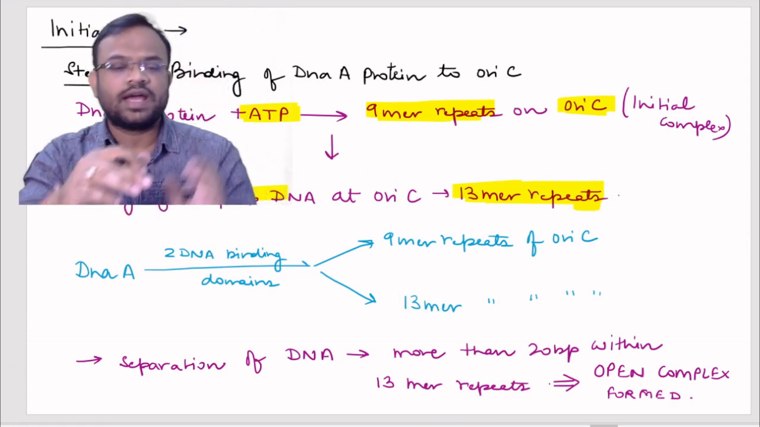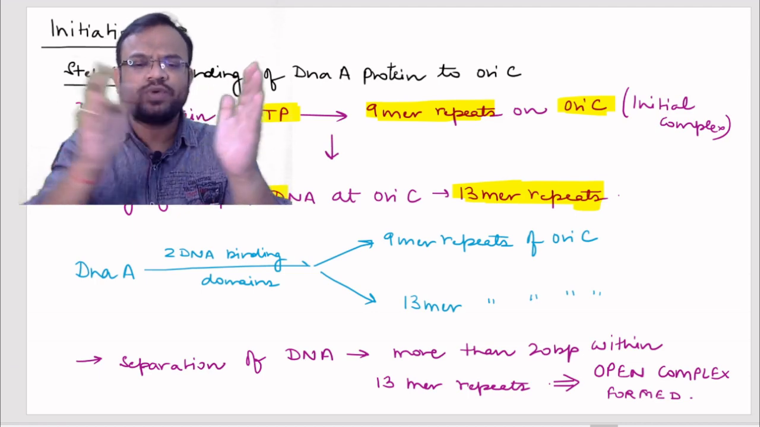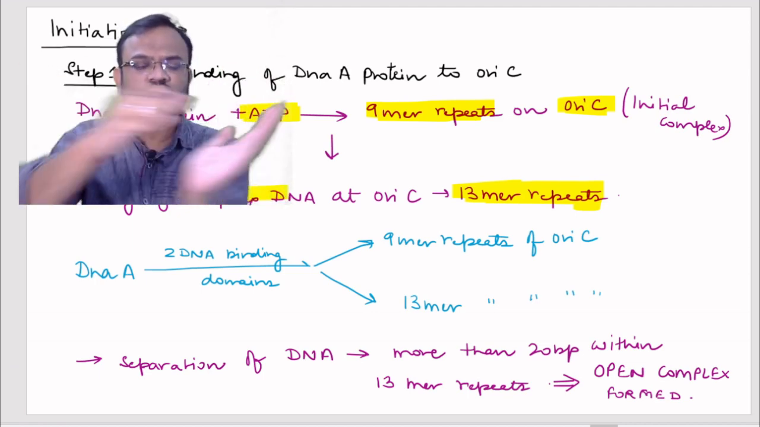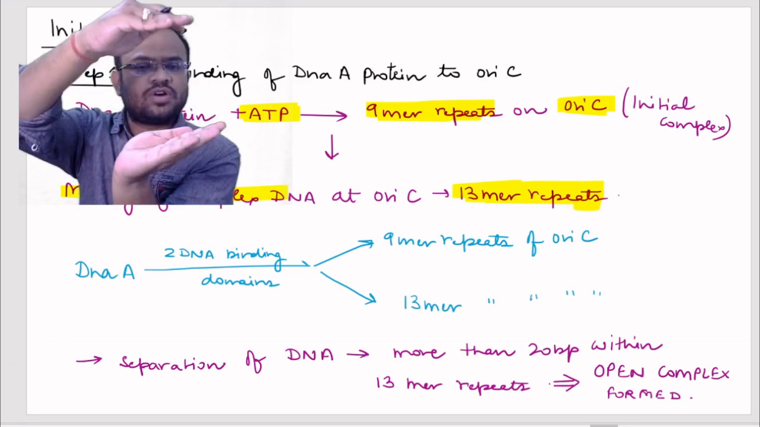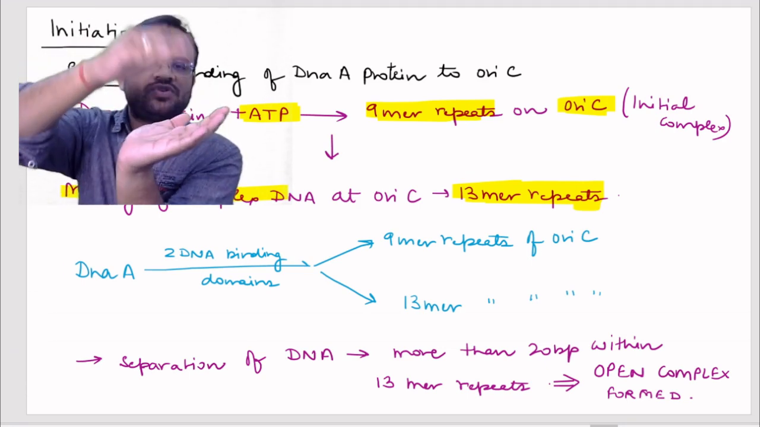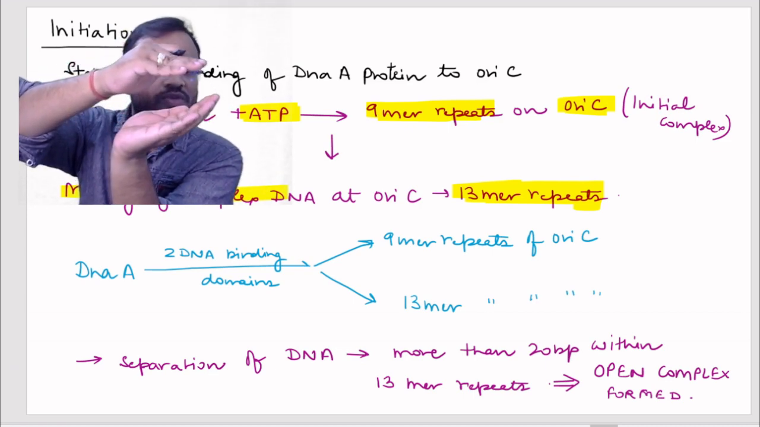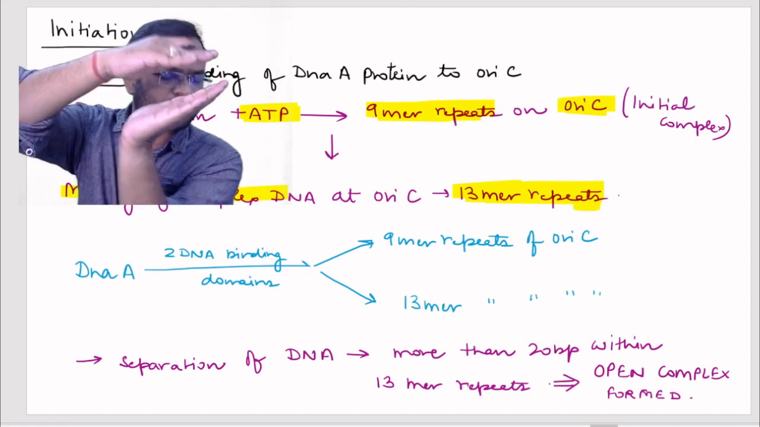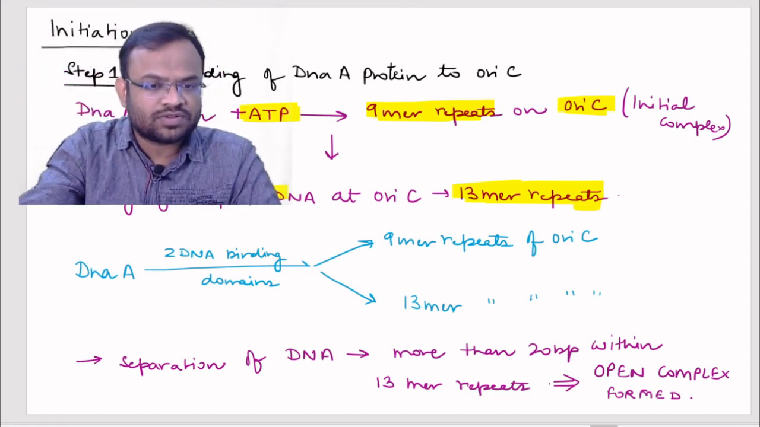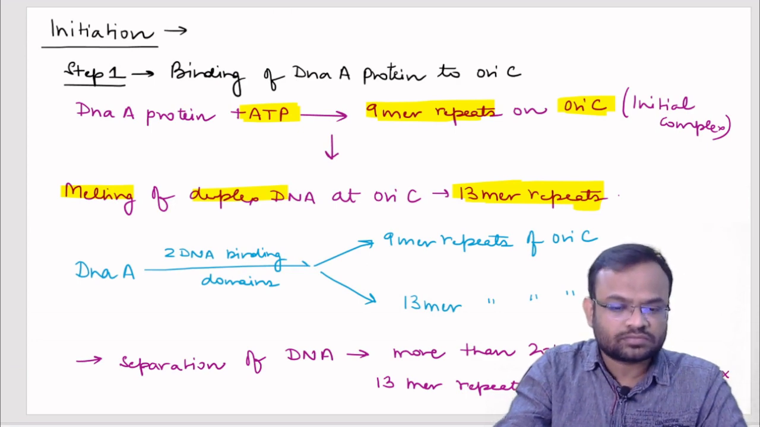So at the 13 base pair repeat site, what happens is that a more than 20 base pair region is opened. Open means that there is an open complex formation. That means the hydrogen bond between the 2 strands would be broken and the strand would now be open like this. It was initially closed like this, now it is open. I believe you would have understood. Now let us move on to the next portion.